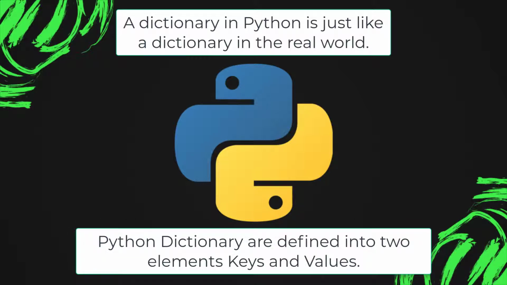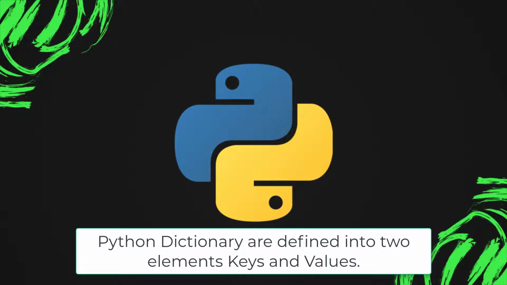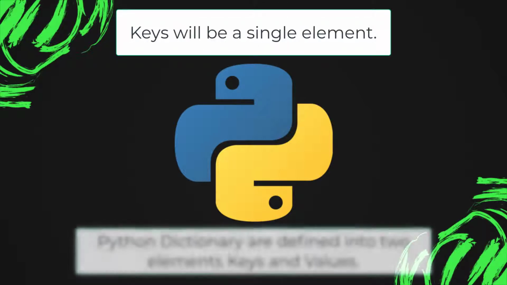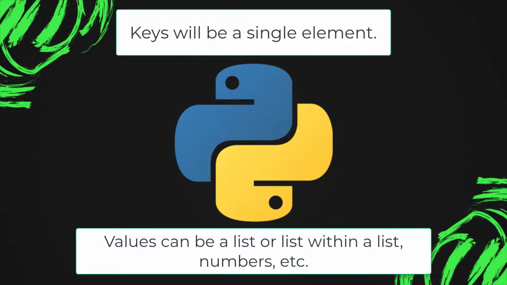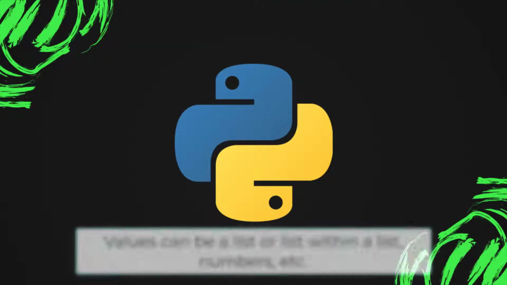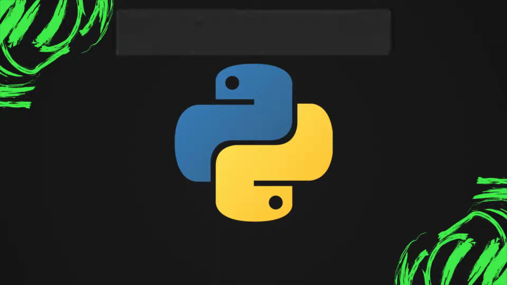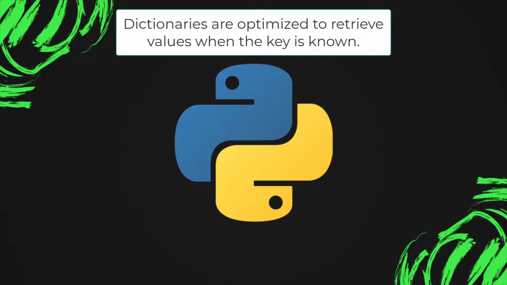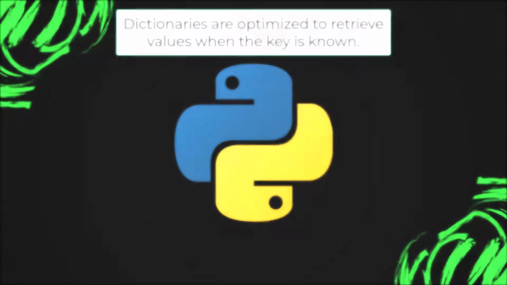Python dictionaries are defined into two elements, keys and values. Keys will be a single element. Values can be a list or list within a list, numbers, etc. Dictionaries are optimized to retrieve values when the key is known.